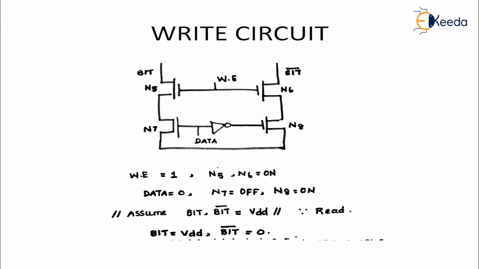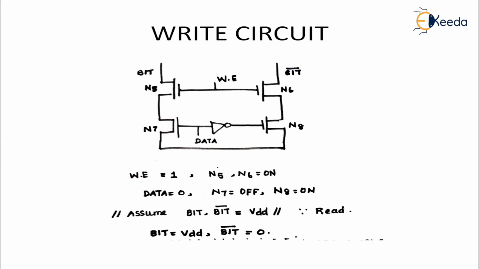So whenever my write enable pin is equal to 1, what is happening? N5 and N6 will be turned on. And I'm going to write a data which is equal to 0. So when I write 0 here, what is going to happen? The 0 is going to N7, and N7 is going to turn off. So this 0 is again going to the input of the inverter, and the output will become 1. So 1 to N8, which is an N MOSFET, will turn on the device.